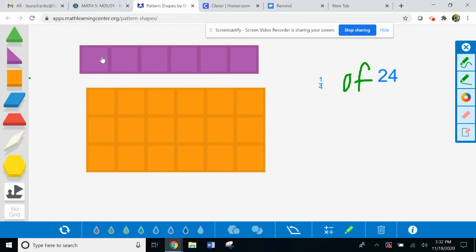let's just change this purple so we can see the distinction. My 1 row from my 4 rows has how many in each row? 1, 2, 3, 4, 5, 6. So 1/4 of this whole 24. So 1 row out of the 4 rows has 6 in there. So 1/4 of 24 would be 6. Because there's 6 in just one of these rows of the 4 rows that I have.